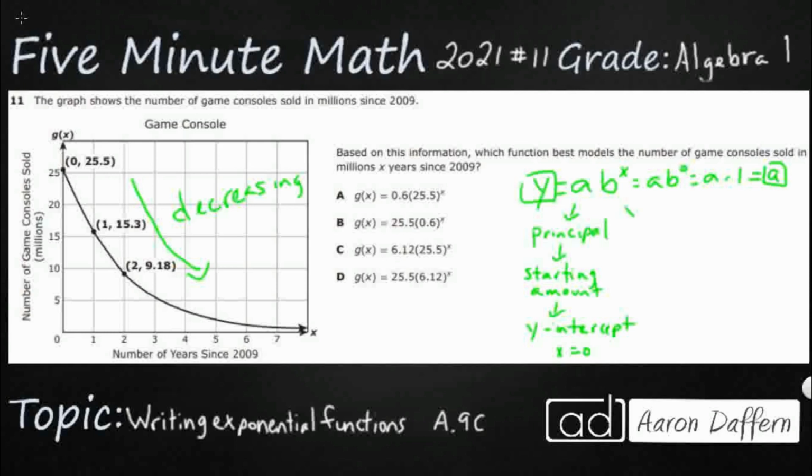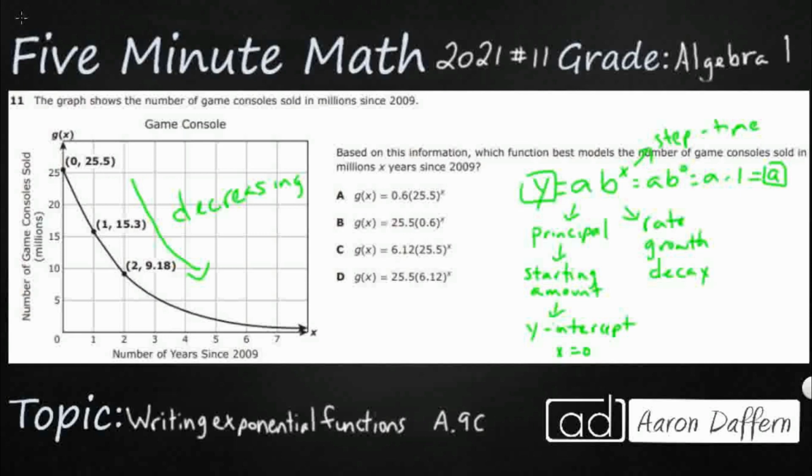This b is going to be our rate. It's going to be our growth rate if it's increasing. In this case, we've already identified it is decreasing, so we're going to call it a decay rate. And then this x right there, it's some type of step. In this case, it's number of years. A lot of times it is going to be time: days, weeks, months.